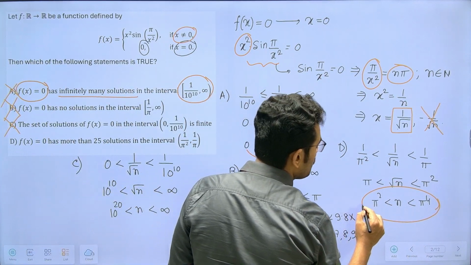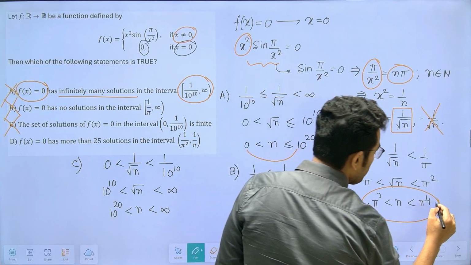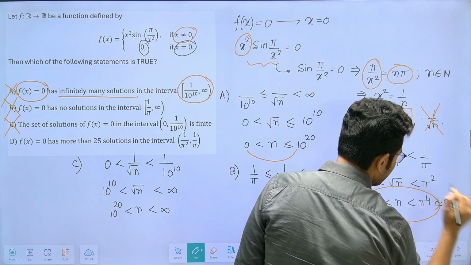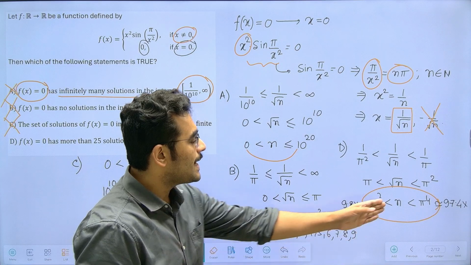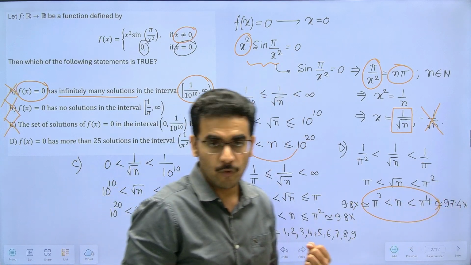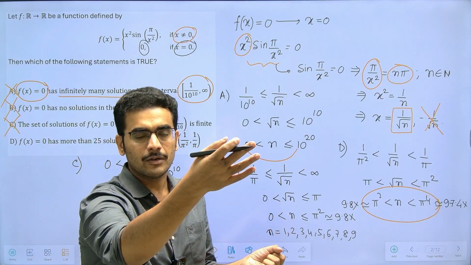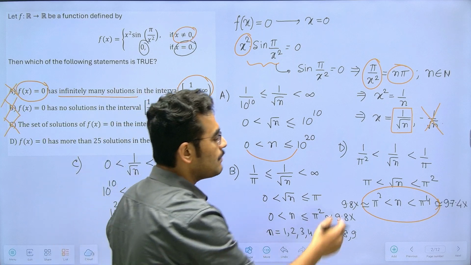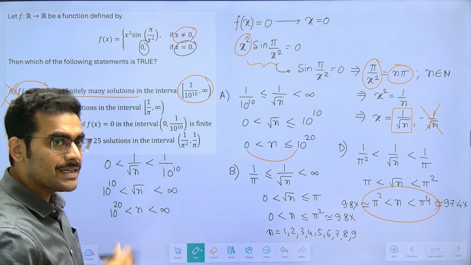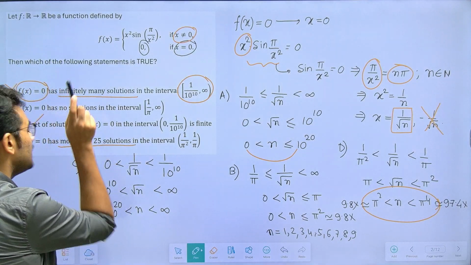If you see the values, π² is approximately 9.8 and π⁴ is approximately 97.4. So n is a natural number which lies between 9.8 and 97.4. That means how many natural numbers? n can be 10 to 97. So there are 88 natural numbers, so 88 solutions are there, and it is saying more than 25 solutions. So this is the correct option.